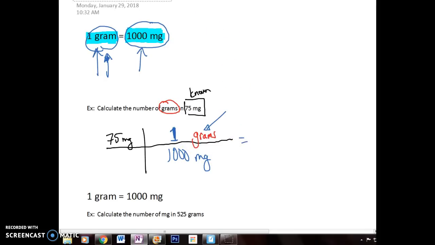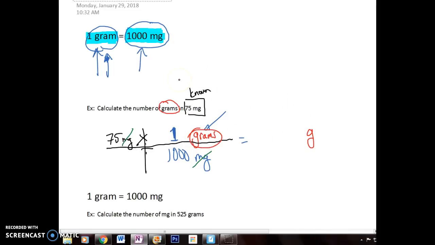And now this problem becomes we're going to multiply across the top, so 75 times 1, and then we're going to divide by the bottom, dividing by 1,000. So before we do that, let's cancel some units. We do have milligrams here as a numerator and a denominator, so they cancel. Milligrams are going to cancel. So our answer is going to be in grams, because that's what's left here.